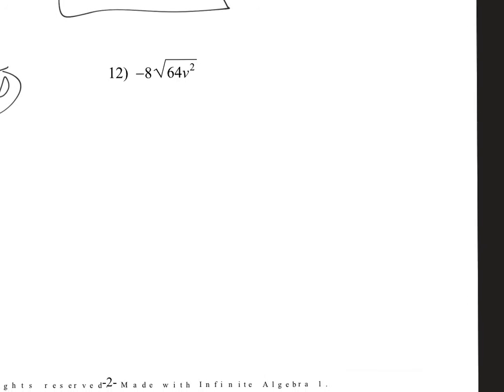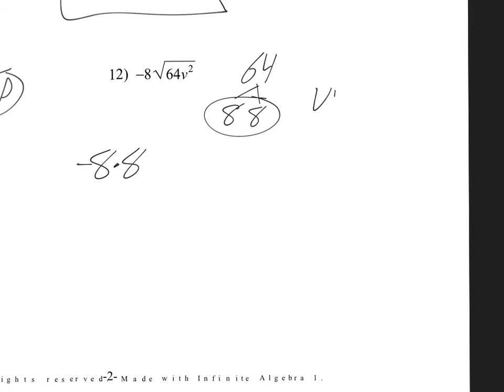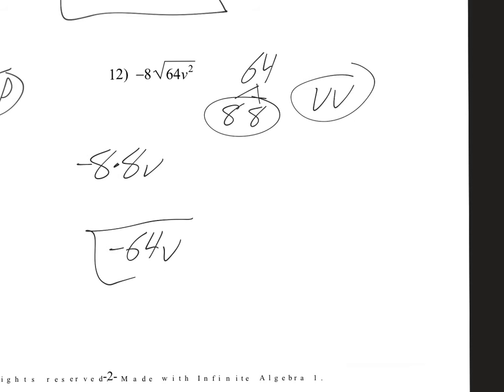Okay, next one, 64. 64 is already a perfect square, isn't it? So we have 8 and 8. Okay, so I have negative 8 times 8. V squared, so I have 2 V's, that's one pair, so V. I don't have any boxes, so I don't have anything on the inside, so it's just negative 64 V.